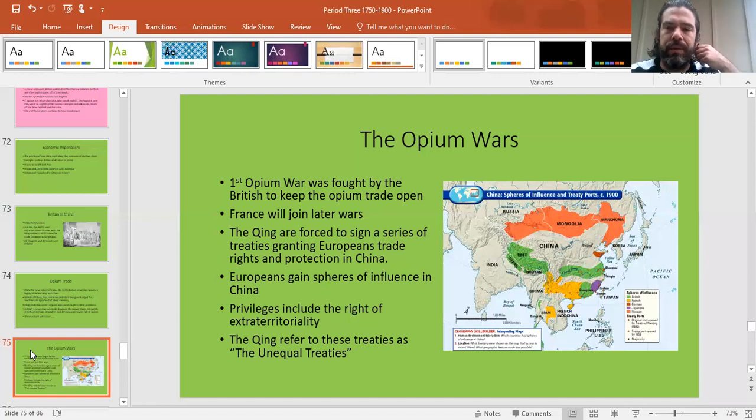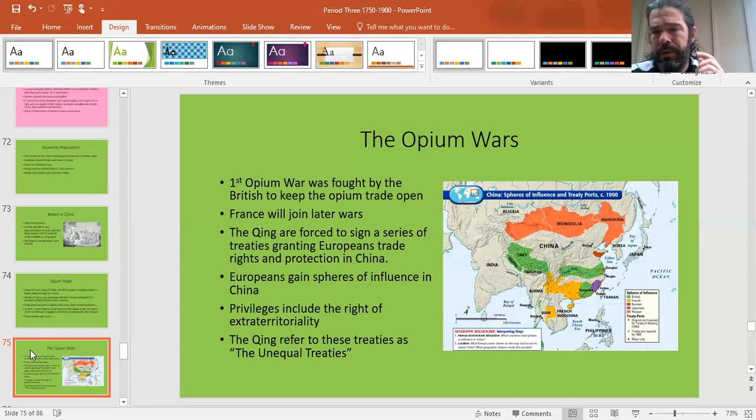And since the British were there first, they got the most valuable regions for trade, places like Hong Kong. If you know the story of the British controlling Hong Kong for 150 years, that comes out of one of the Opium Wars. So on a map, in theory, the Qing still rule China, but in reality, these powerful European states, later on Japan, are coming in and they're forcing the Chinese to allow them to trade, honestly, against their will. One of the rights that foreigners receive is the right of extraterritoriality.